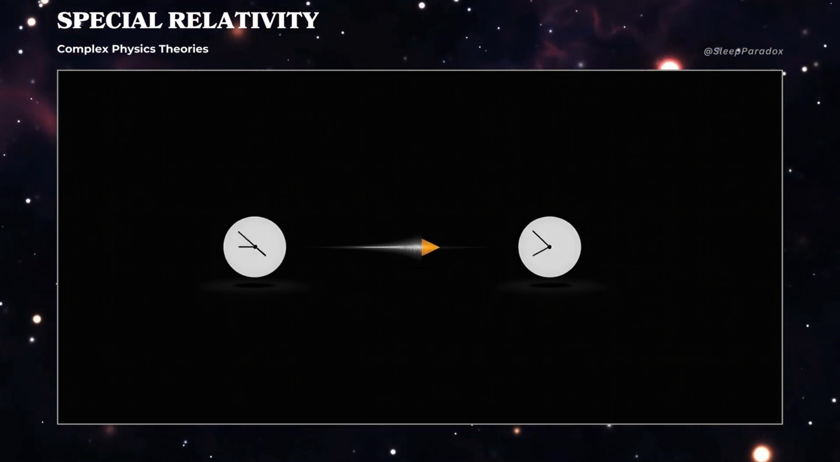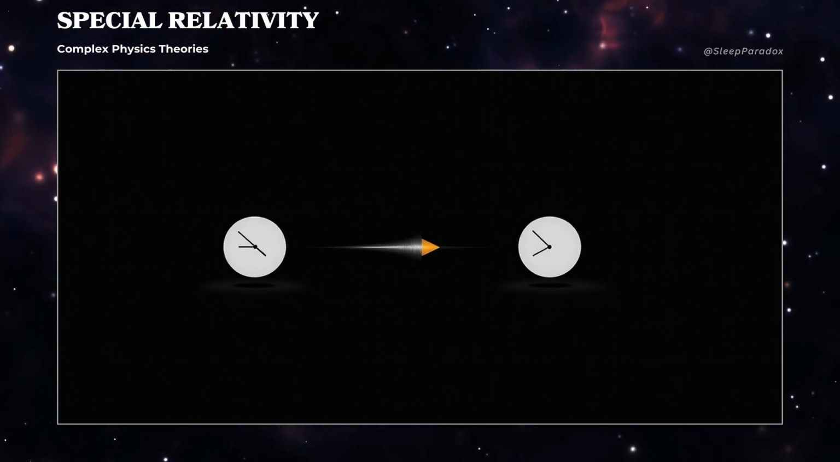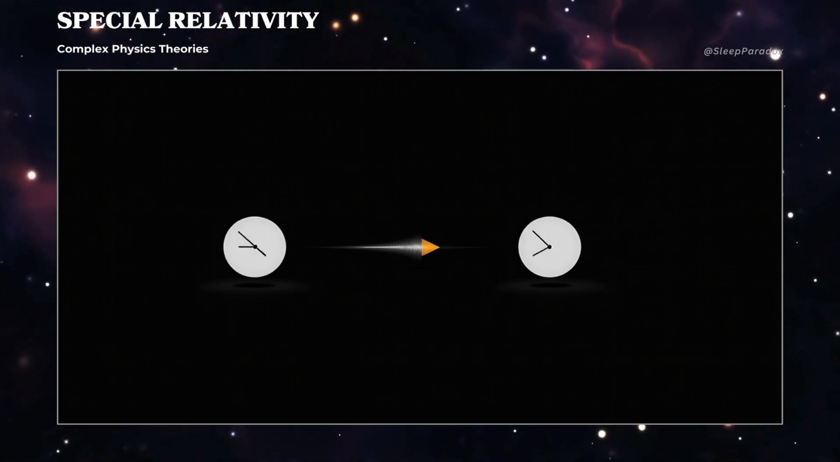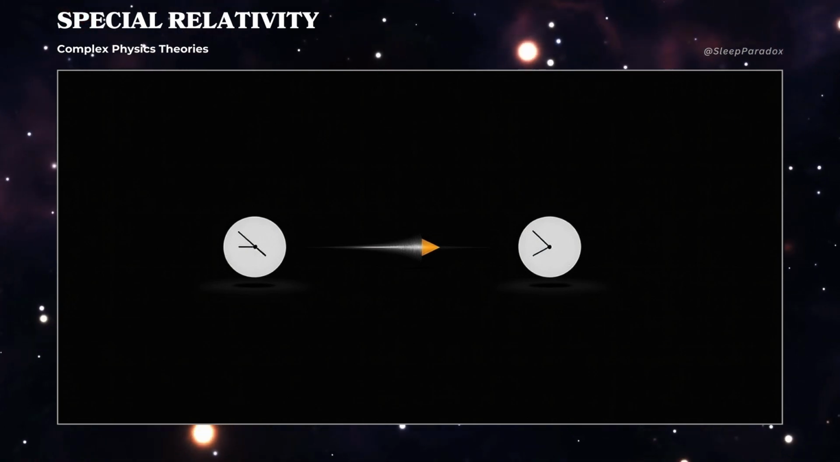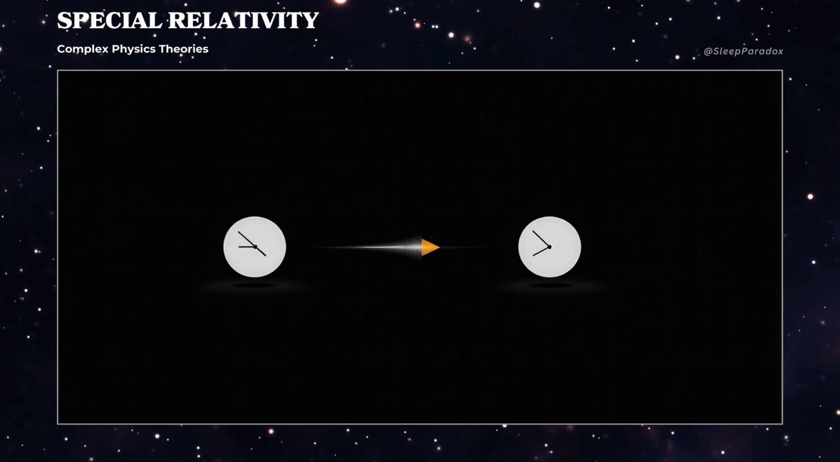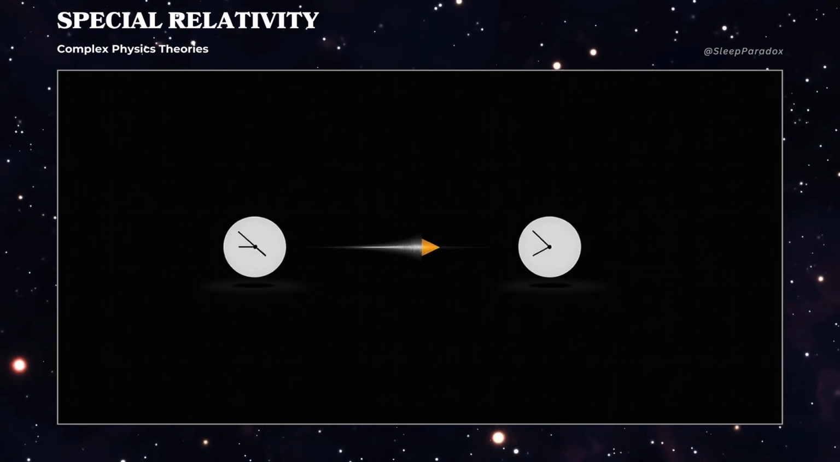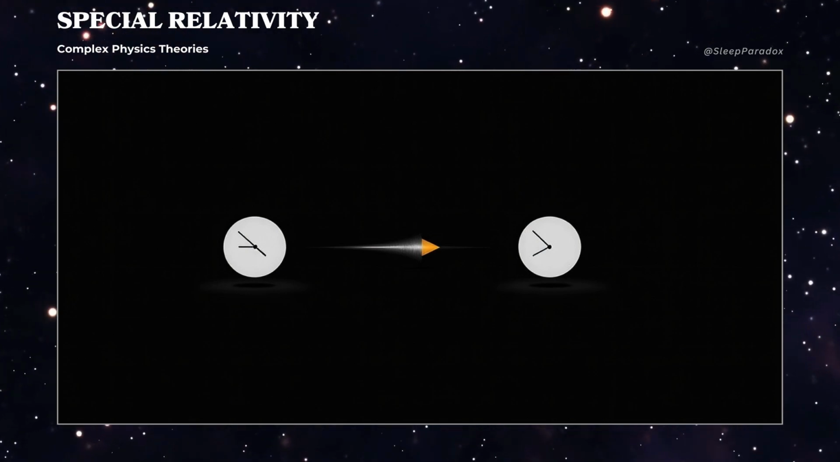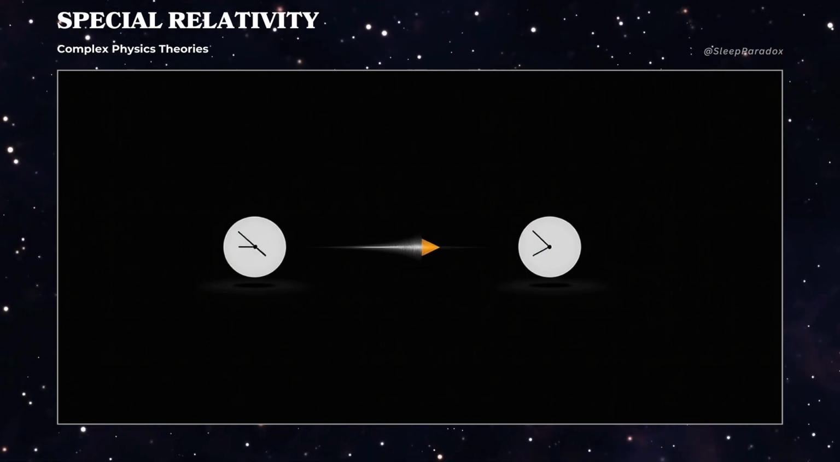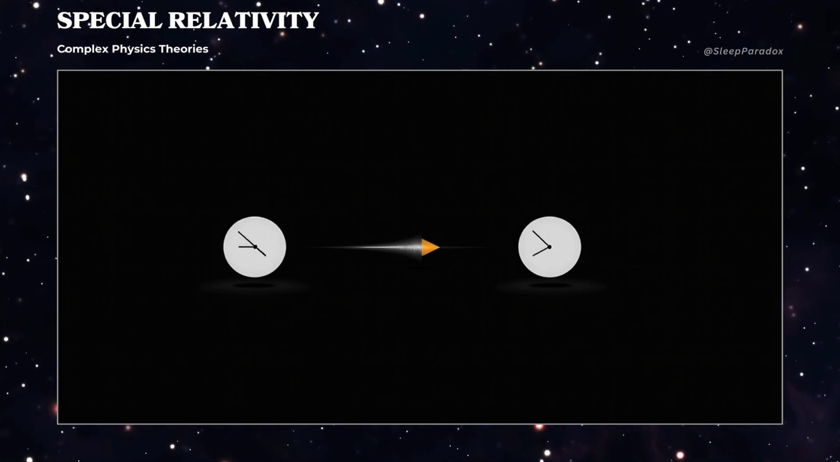One way to picture special relativity is to think of space and time as a single fabric called space-time. Instead of treating space and time as separate, special relativity shows they are part of a single, four-dimensional reality. When you move through space, you are also moving through time, and how fast you move through one affects how fast you experience the other.